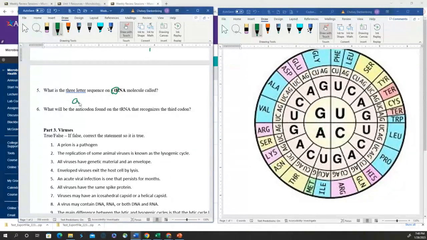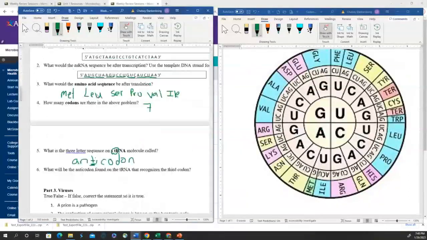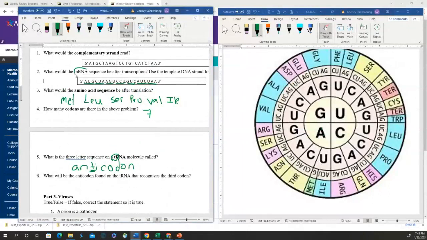Good, yes. So it's called an anticodon, because remember, codon means a set of three nucleotides. And because it's on the tRNA, it's an anticodon. So remember, y'all, this right here that we just used for this circle was our codons. Codons are found on messenger RNA. Anticodons are found on tRNA.